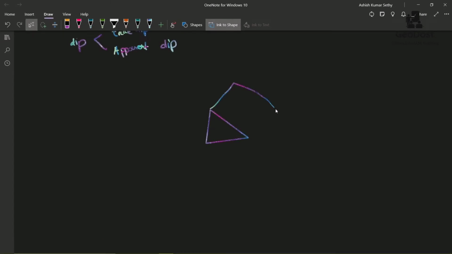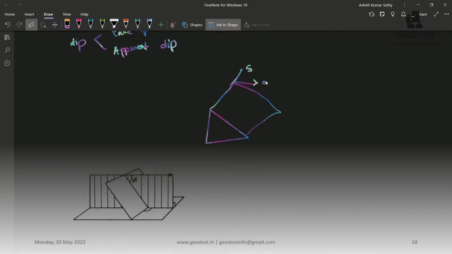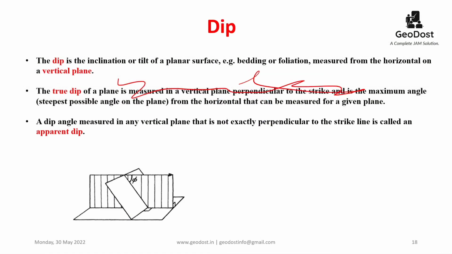So what happens, so in this case what happens, as you know this is the strike, okay, this is strike, and the perpendicular direction to the strike, that will be a true dip direction. Read this, okay, don't read this, I will say, just try to understand what is the concept, then after that you can go through the definition, there will be no problem. Okay, see here what happens, this is the strike of the planar structure.